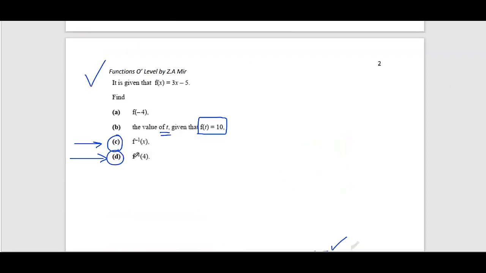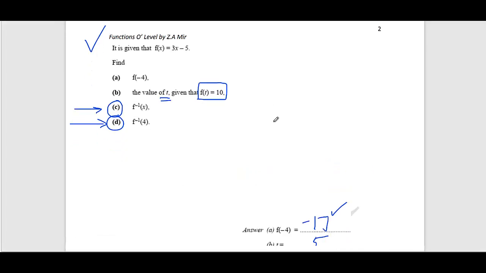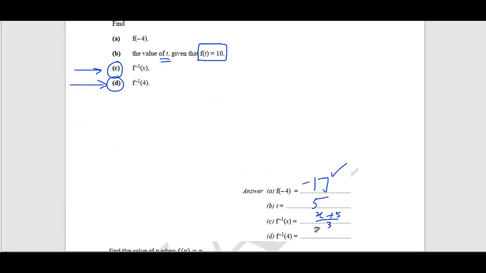In the last part, we have to find f inverse of 4. What we have to do is put this 4 in the inverse function. This is our inverse function, and we have to plug in 4 in x. 4 plus 5. We have plugged in 4 in place of x. So after simplification, 4 plus 5 is 9. 9 divided by 3 is 3. So f inverse of 4 is 3. The answer is 3.